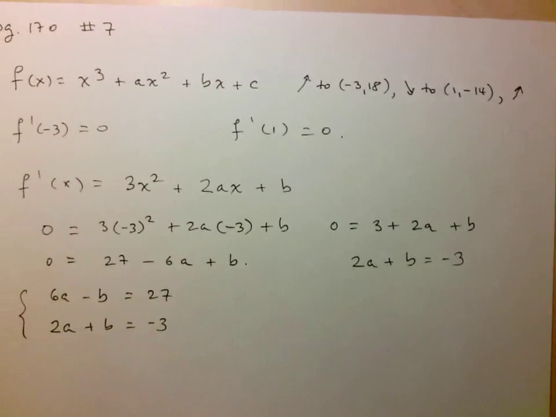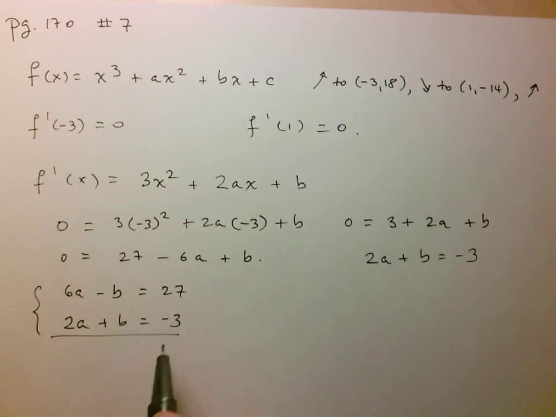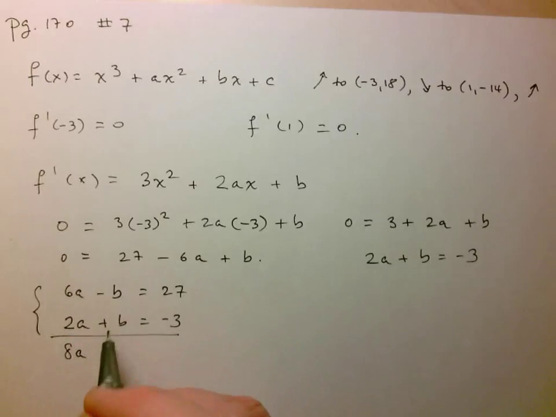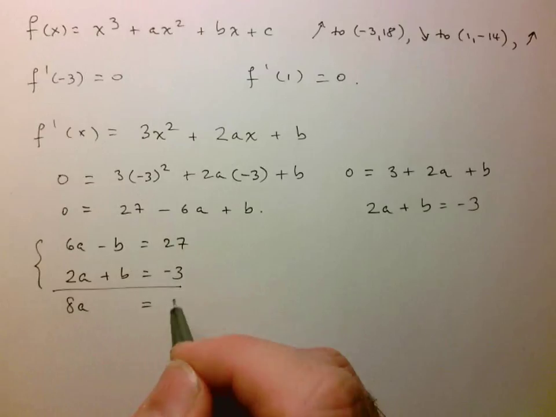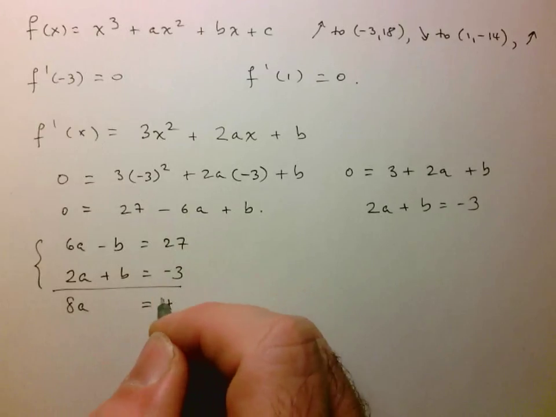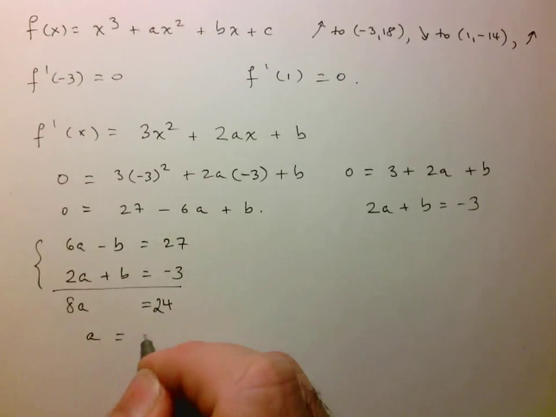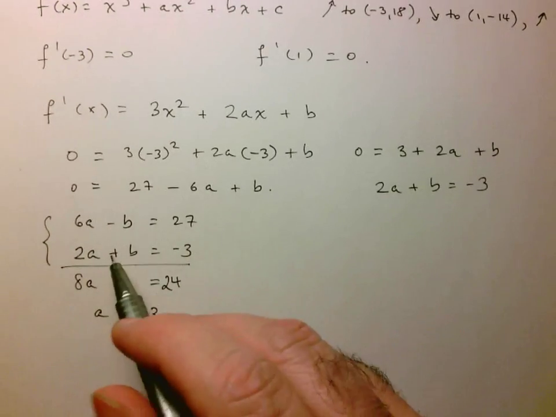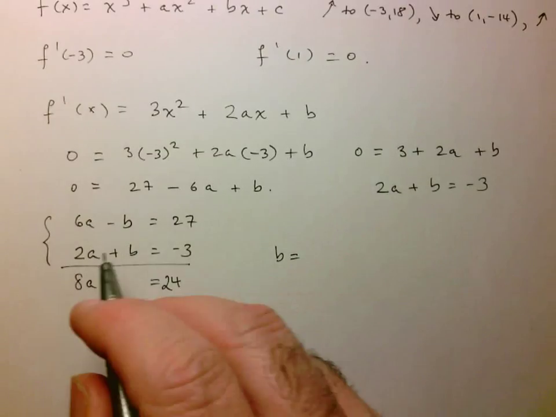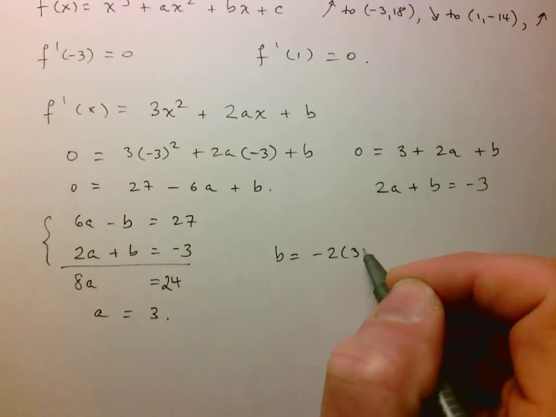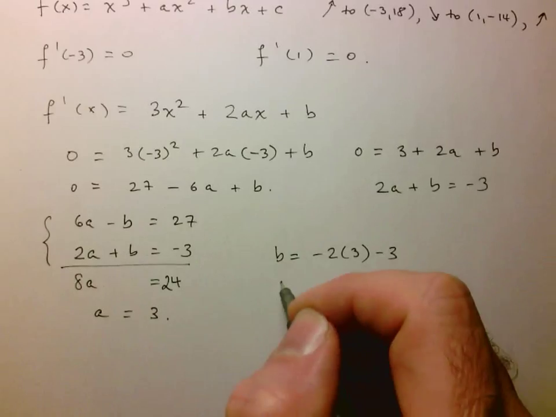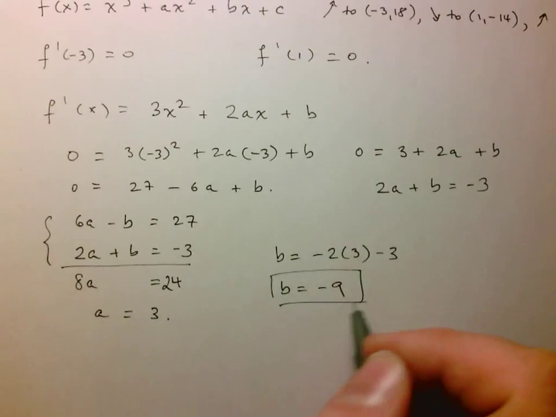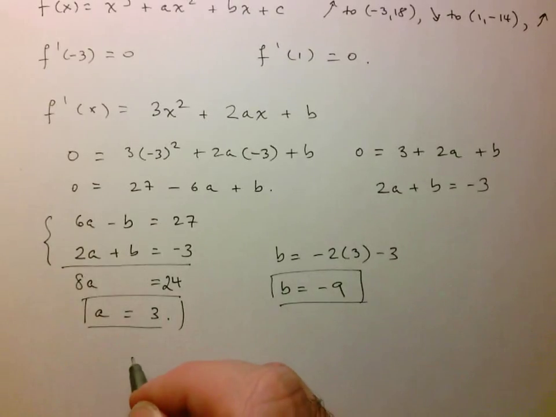Okay, so I'll bring this over and solve this system of equations now. This is the system I'm solving, and I can just do that by adding the 2 equations. So here 6a plus 2a is 8a. The b terms are eliminated, and so I'm just left with 27 minus 3 is 24. Okay, and so a is equal to 3. Let me use this second equation to solve for b. So b is going to be equal to, bring the 2a to the other side, so -2 times a, which is 3, minus 3, and so b is equal to -6 minus 3 is -9. Okay, so here we have 2 of our unknowns.